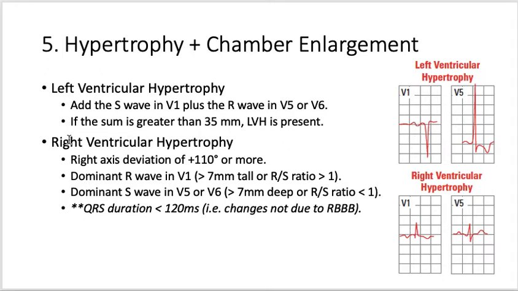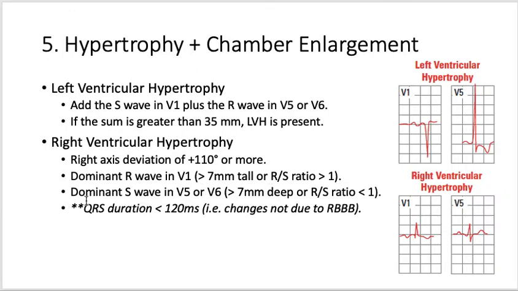There are different criteria for right ventricular hypertrophy as well. Some of the things that you can see are axis deviation of greater than a positive 110 degrees or more, or a dominant R wave in V1 that is greater than 7 millimeters tall, as we can see there, or an R/S ratio that's greater than 1, or a dominant S wave down here in V5 or V6 that's greater than 7 mils deep, or the opposite, an R to S ratio of less than 1 when looking at V5 or V6.